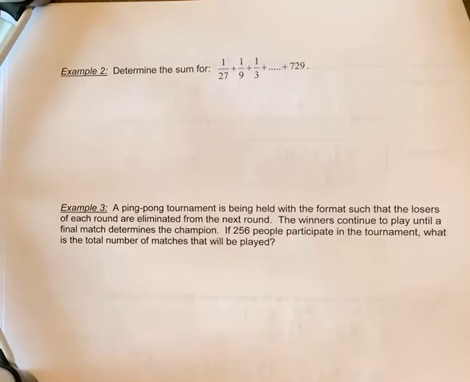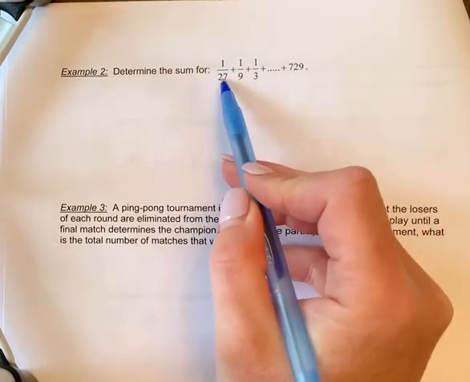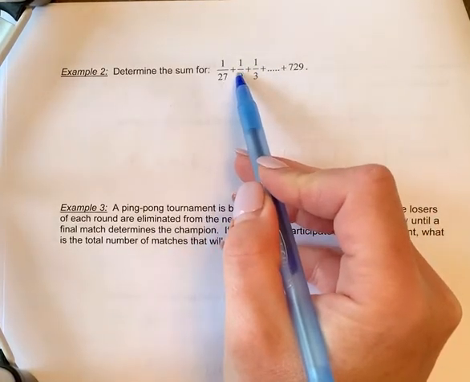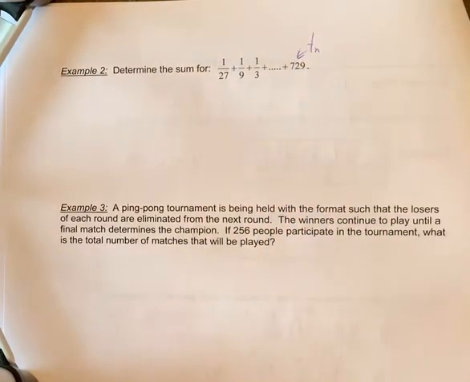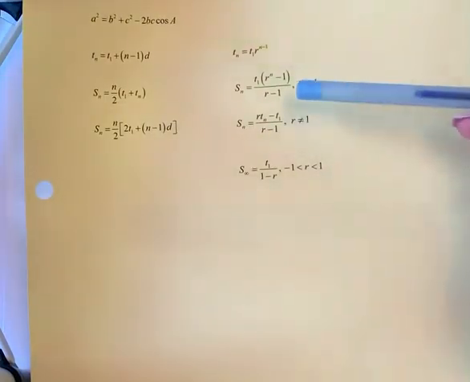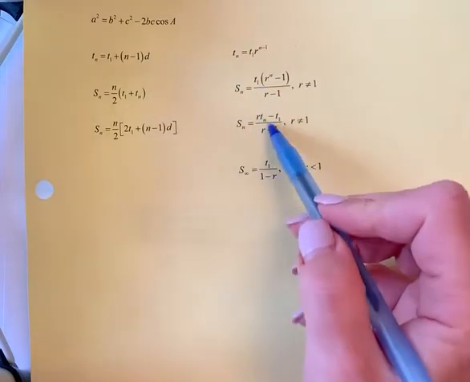Example 2, determine the sum for the following sequence here. So we have a first term, we can determine our ratio, but we're also given the last term, Tn. I don't know the end value, but when we look at the formulas we're choosing between here, we have a geometric series, so that leads us to this one.